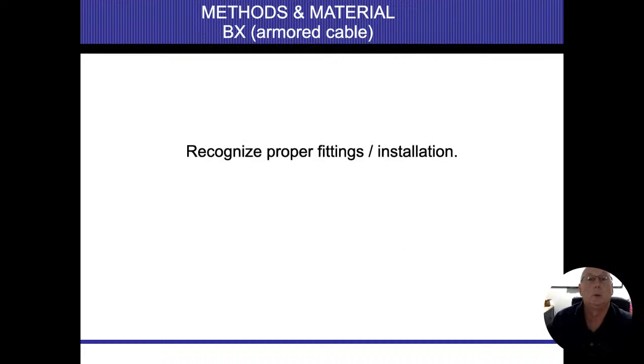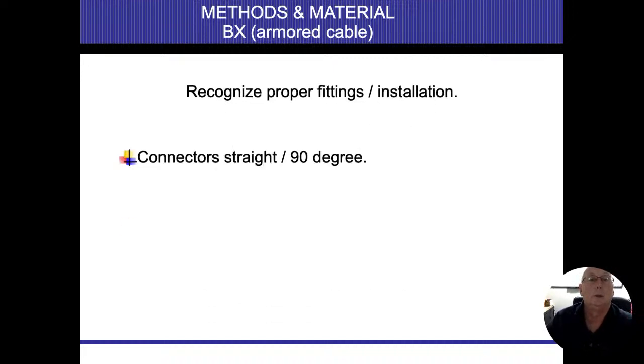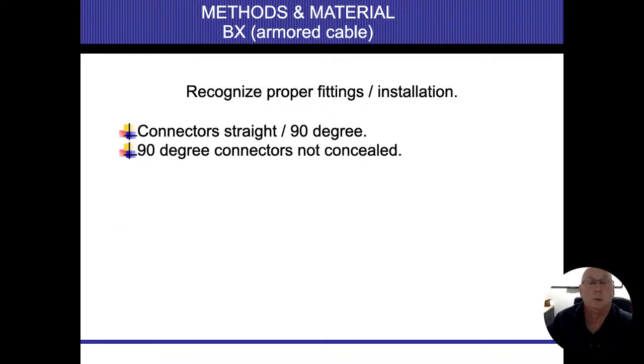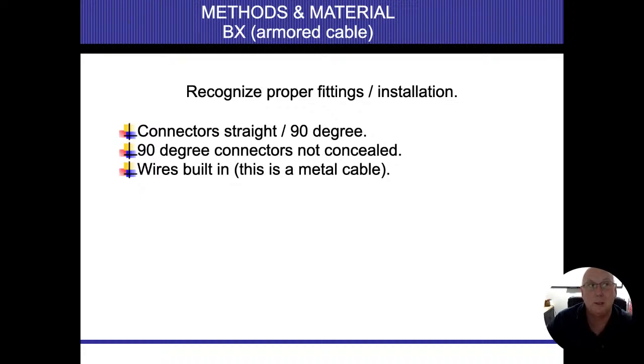Let's see some of the rules. Connectors are straight or 90 degrees, and those are the fasteners that we put on there. The connectors are not concealed, so we can't bury any junction boxes with these. We can fish these wires behind walls. We can actually do that in Chicago now, so we don't have to pull off all the drywall to run new electrical. We can fish the armor cable, but what we can't do is hide those connectors, all right?